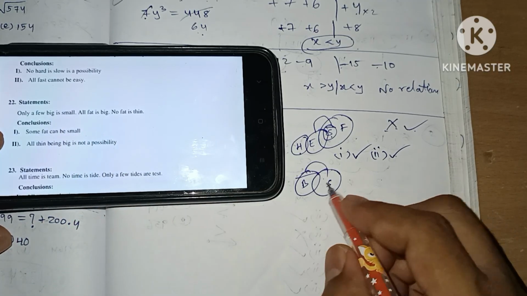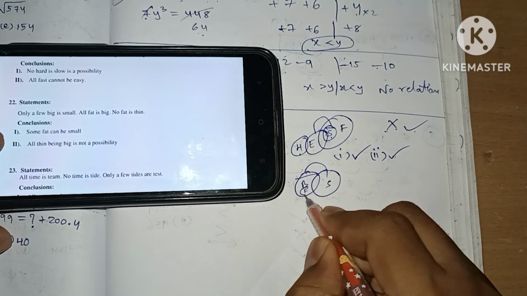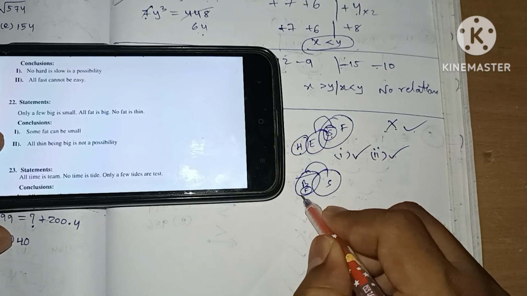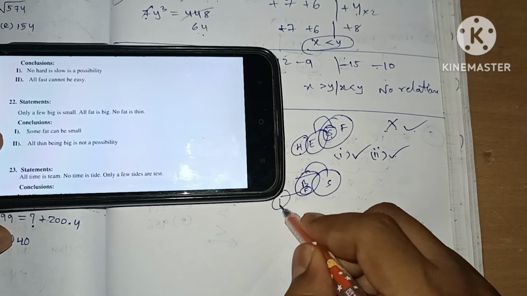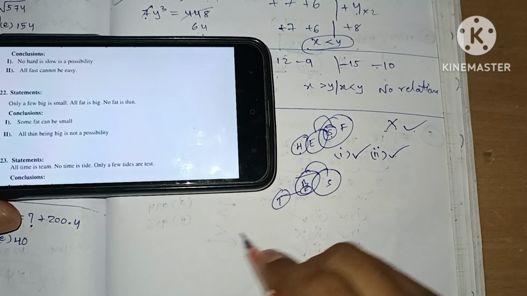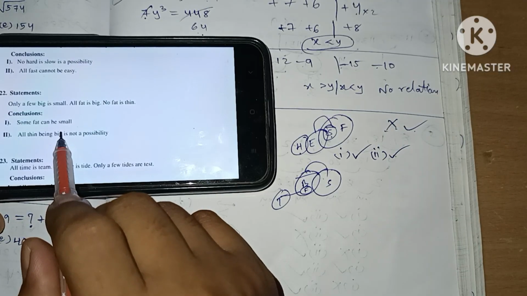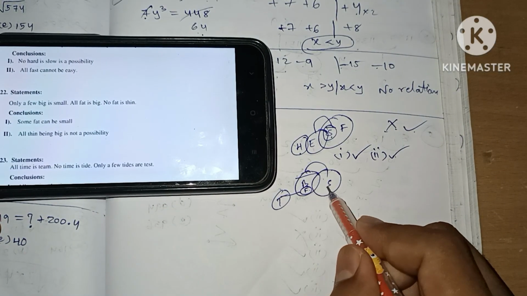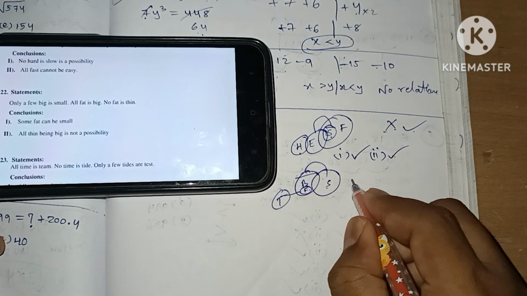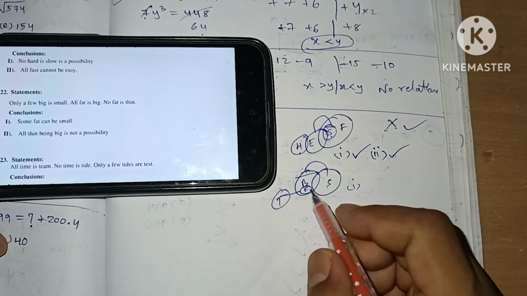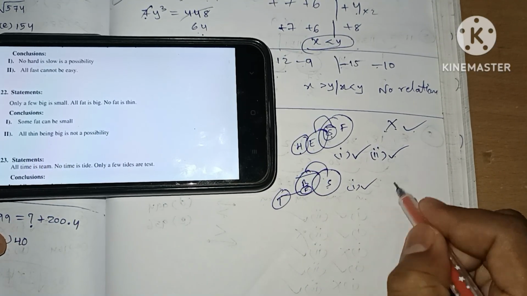Next, second question. Only a few big is small. All fat is big. No fat is thin. Let's see the conclusions. Some fat can be small. Some fat is sharing with small. Yes, we can share some part with small. So the first conclusion will be true.